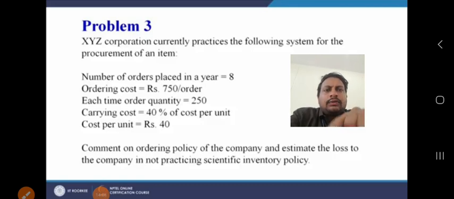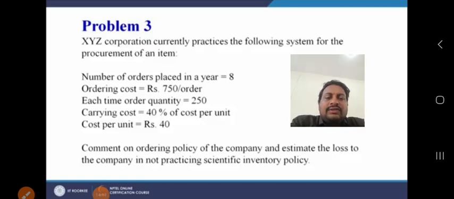XYZ Corporation is currently practicing the following system for the procurement of an item. The number of orders placed in a year is 8. Ordering cost is 750 per order. Each time the order quantity is 250. Carrying cost is 40% of cost per unit. The cost per unit is 40 rupees, so 40% of that is 0.4 into 40, which is 16.